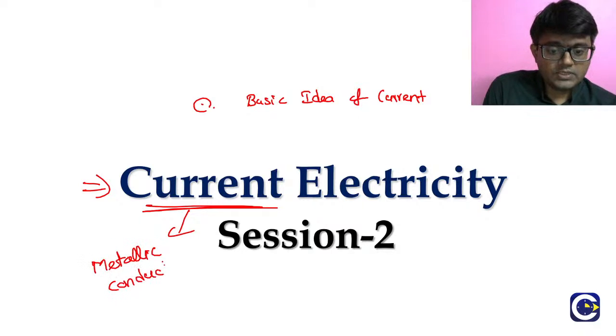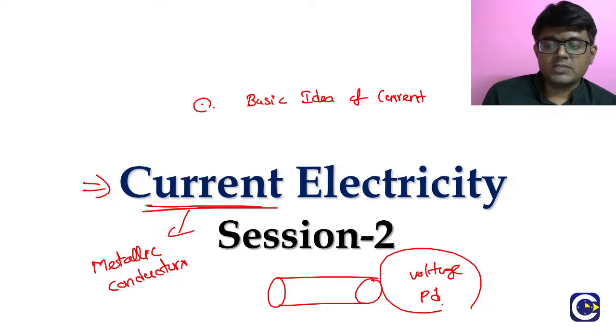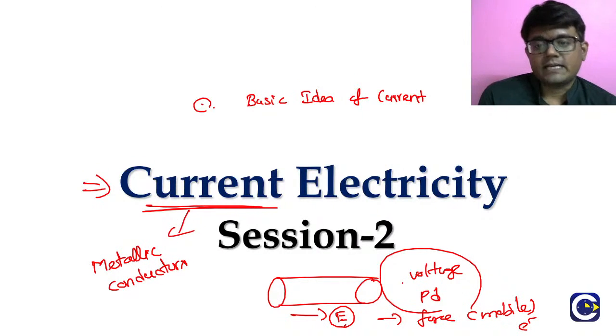So what did we say about a metallic conductor? If you apply a voltage, or the potential difference, that means you are applying an electric field. An electric field results in a force acting on the mobile electrons. A conductor has a lot of these mobile electrons, so on the mobile electrons there will be a force acting.